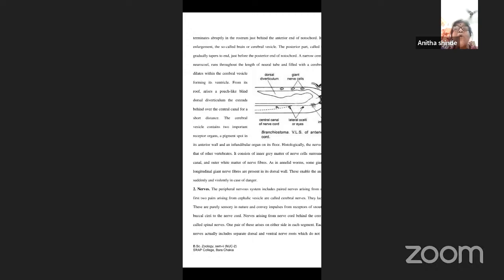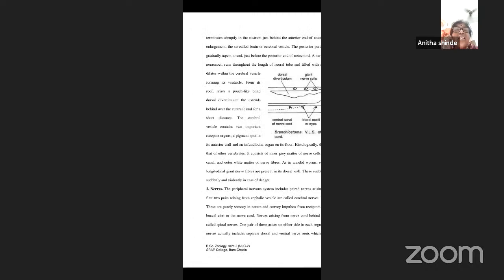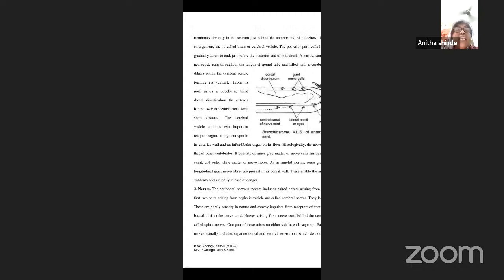Apart from this, a narrow central canal called the neurocele will run throughout the length of the neural tube, and it is filled with a fluid which we call the cerebrospinal fluid. It dilates within the cerebral vesicle, forming the ventricle. From the roof arises a pouch-like blind dorsal diverticulum, which extends backward over the central canal for a shorter distance.